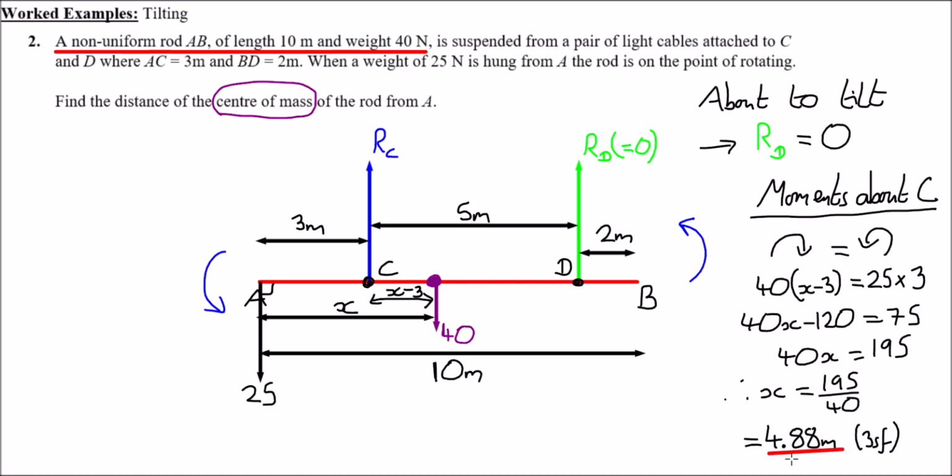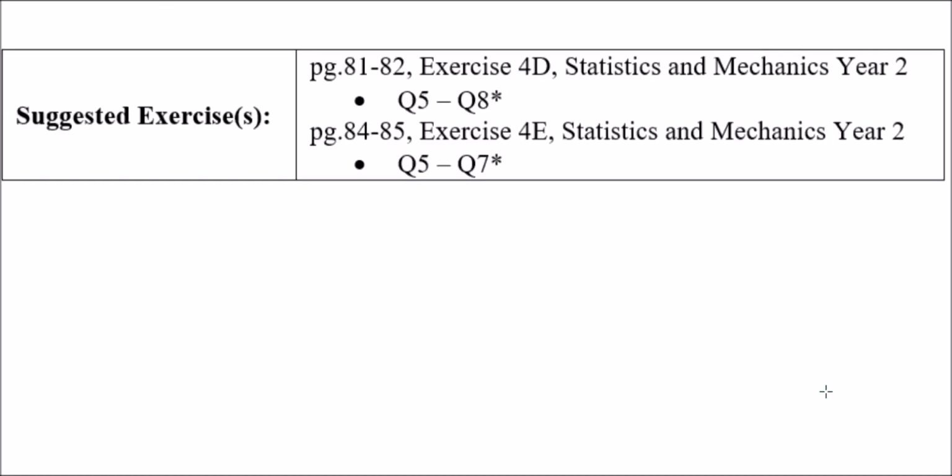We've done worked examples, so now it's over for you to try some. So the suggested exercises I'd suggest you have a go at are these. Based off the first couple of worked examples, exercise 4D, try at least questions 5, 6, 7 and 8 on page 81 and 82. Then to get used to the tilting questions, as a bare minimum, try question 5, question 6 and question 7 from 4E, which starts on page 84.